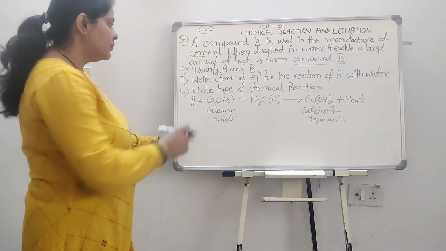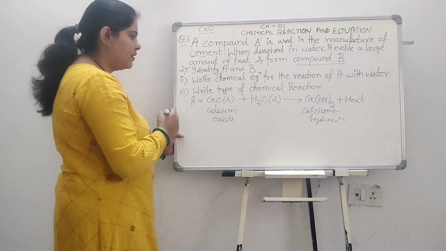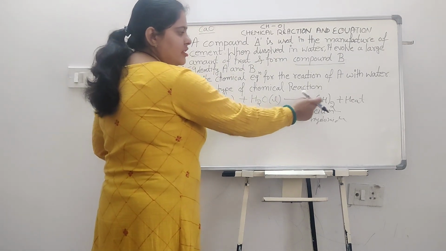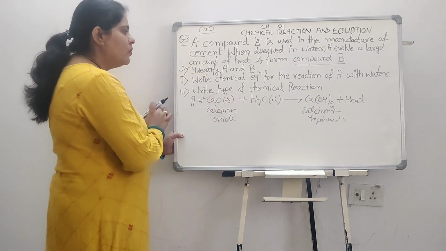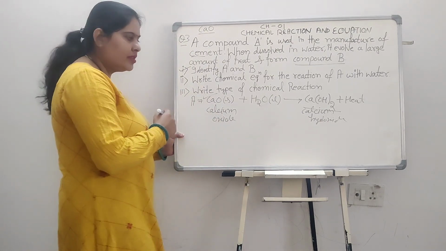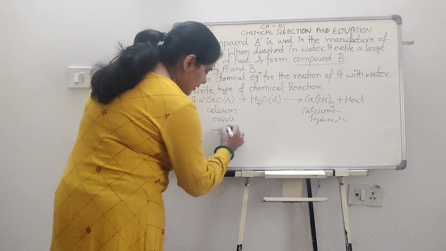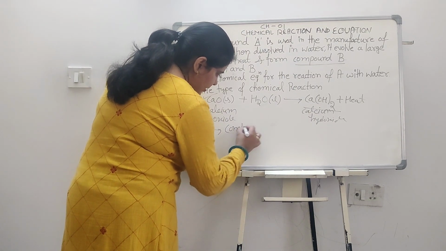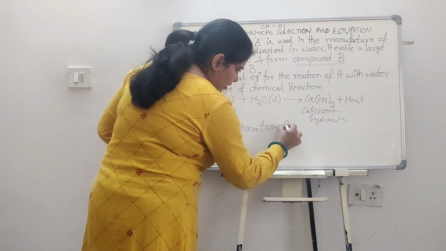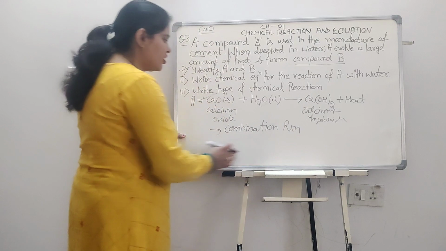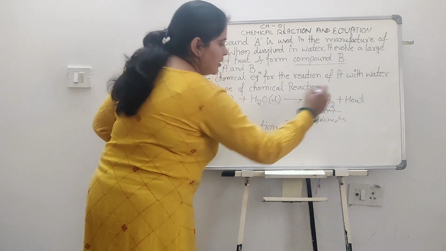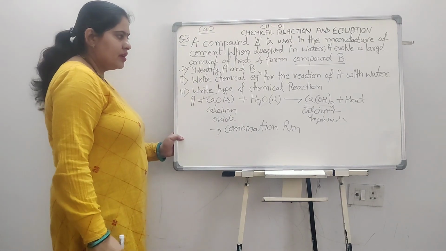Now write the chemical equation for the reaction of A with water. This is the chemical equation. Calcium oxide reacts with water to give calcium hydroxide. Now write the type of chemical reaction. This is a combination reaction. What is a combination reaction? The reaction in which two or more reactants combine and form a single product is known as a combination reaction.